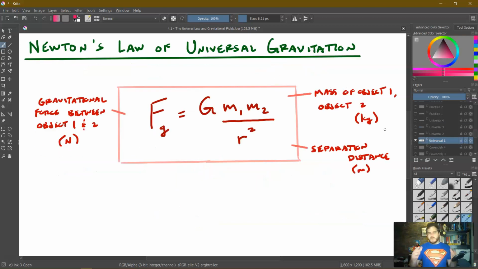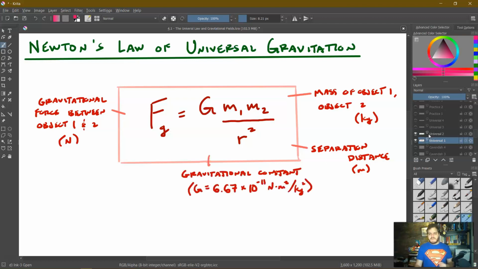So now we have the true equation for Newton's law of universal gravitation, which is that Fg is equal to big G m1 m2 over r squared, where Fg is the gravitational force between these two objects, 1 and 2, in newtons. G is a gravitational constant, we'll get there in a second. m1 and m2 are the respective masses of each object, so in kilograms. And r is the separation distance between the two in meters. Be very, very careful. r is not a radius, it is a distance. And that is something that people often make a mistake with.